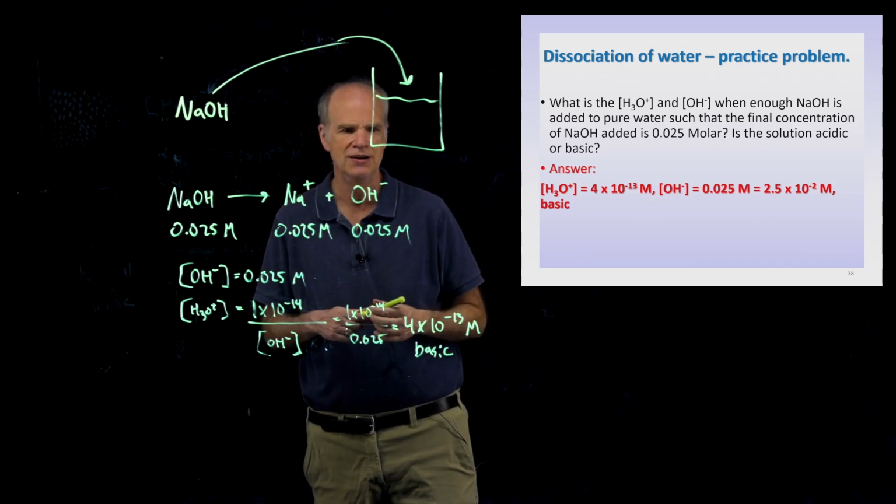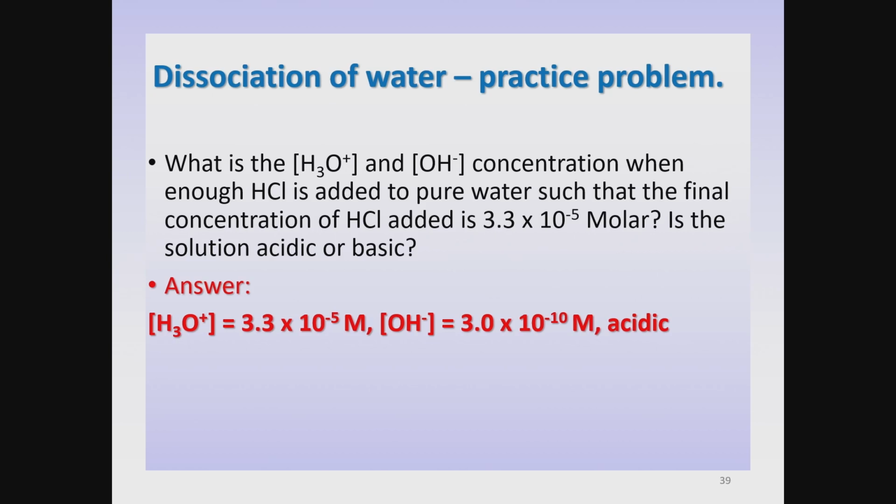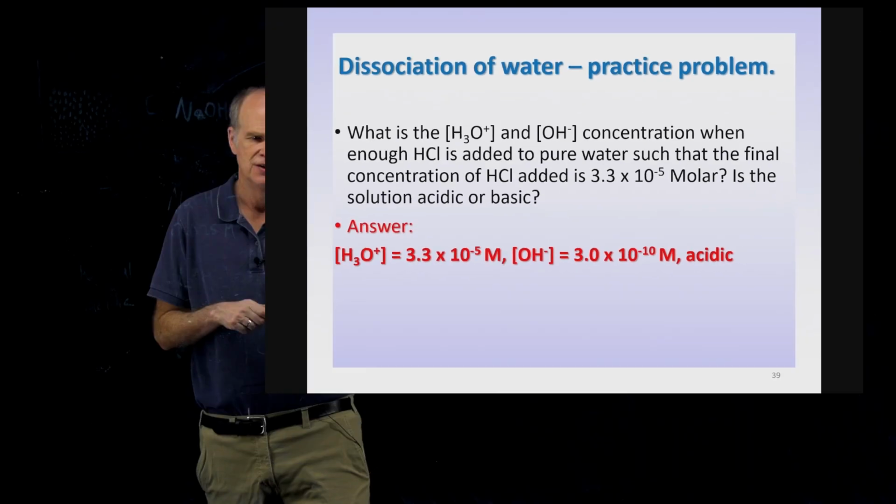If I can increase the slide. The next problem reads as follows. What is the hydronium and hydroxide concentration when enough HCl is added to pure water such that the final concentration of HCl added is 3.3 times 10 to the negative 5 molar? Is the solution acidic or basic? Okay, if I can decrease the slide.